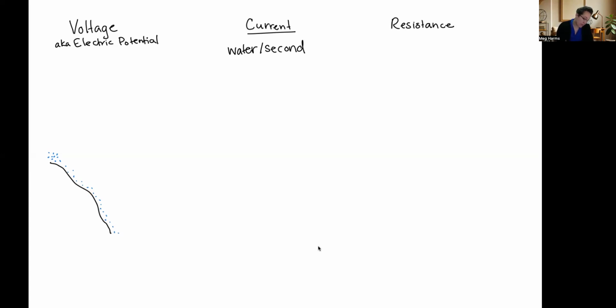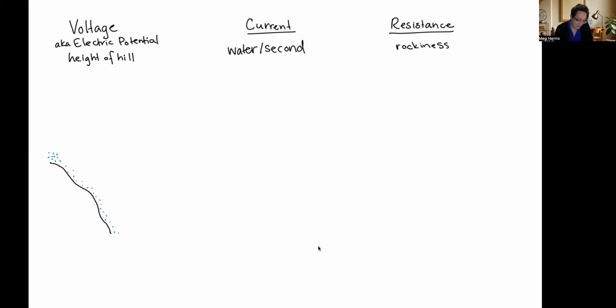Voltage would be how much energy the water has as it's coming down the hill. And in this case, it would be basically like the height of the hill. And resistance is how hard it is for the water to flow down the hill. So I would say that's something like the rockiness of the creek bed. So if it's a really smooth, easy stream bed, then the water is going to be able to flow very easily. But if it is rocky, or what if there are major boulders or even a dam, obviously that's going to make it harder for the current to flow.